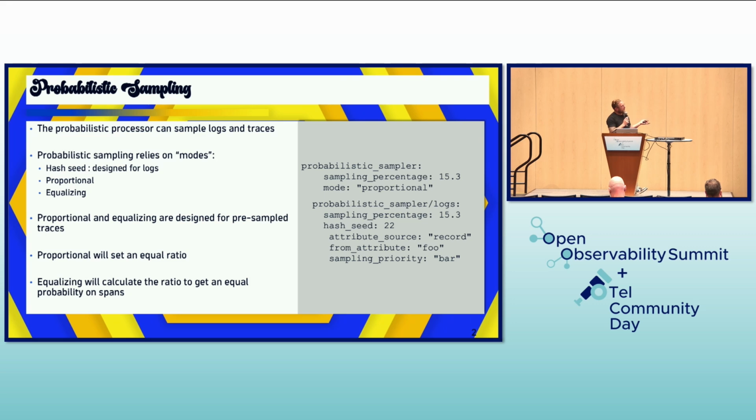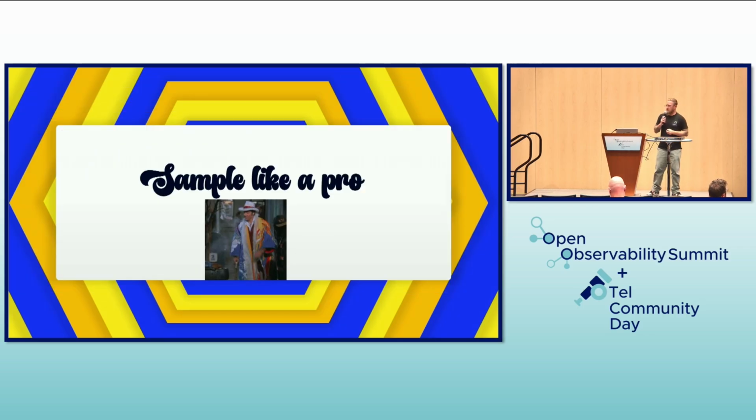Which is great. And the other advantage of this is that it's basically storing the actual sampling decision in a trace context. So back to what we've seen before.